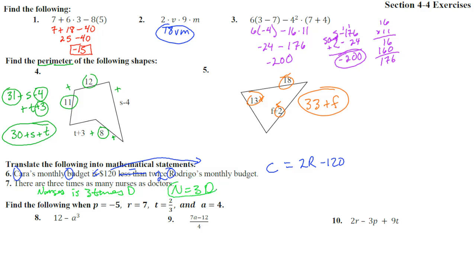Okay, let's not cover up the next problem. All right, number 8. Find the following when P is negative 5, R is 7, T is 2/3, and A equals 4. So here we have 12 minus, that's a 4 cubed. So 4 times 4 is 16. 16 times 4, 4, carry the 2, 24. 4 times 1 is 4, plus 2 is 6. 12 minus 64. So we've got to do 64 minus 12, which is 52, but the negative 1 wins. So a negative 52.